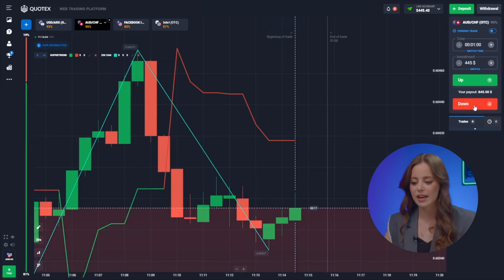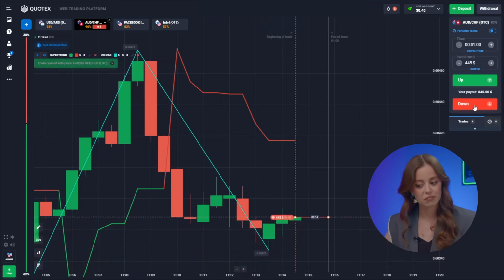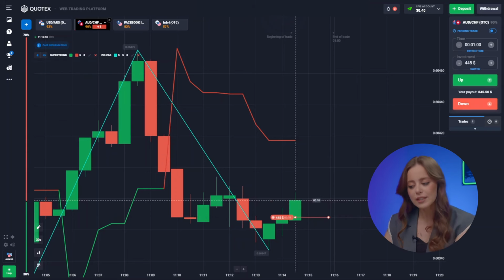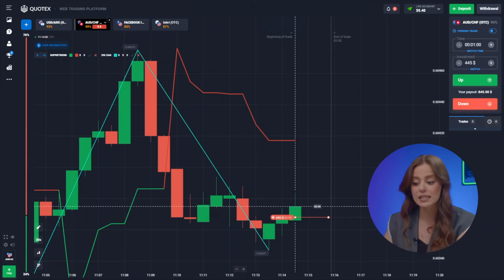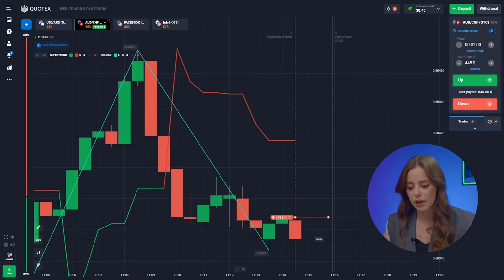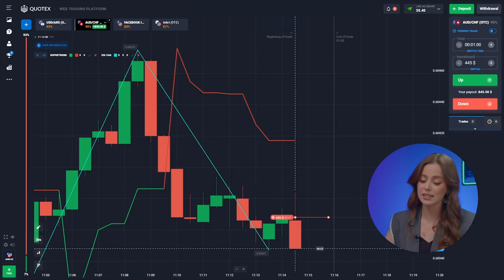Alright, we've been here before. Everything indicates that the asset will go down. Why did I make this choice? Let me explain. The red super trend line frequently points down. Plus, the green candles are quite small. Therefore, the downward movement should continue.